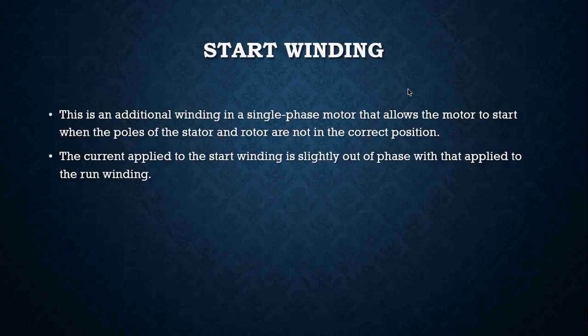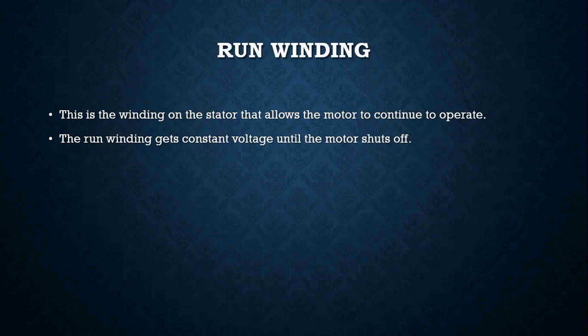So the start winding has to take a beating to get that motion to go. The current applied to the start winding is slightly out of phase with that applied to the run winding. And then the run winding of the stator is what allows the motor to actually continue to operate. Once the start winding gets the motor to spin, the run winding is what actually keeps the motor spinning. The run winding gets constant voltage until the motor actually shuts off.